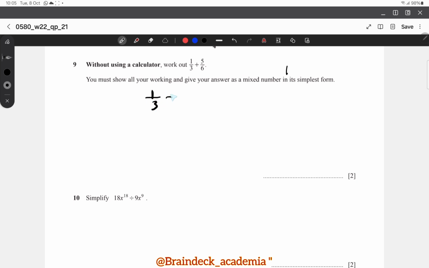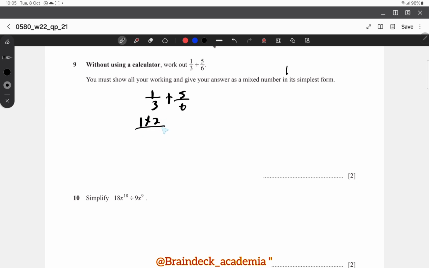We have 1/3 plus 5/6. Since they have different denominators, the first thing I need to do is make these fractions have a similar denominator by multiplying the fraction with a number that can make them equal. To make this and this equal, since this is 6, I can make this 3 into 6. I'll multiply this fraction by 2.